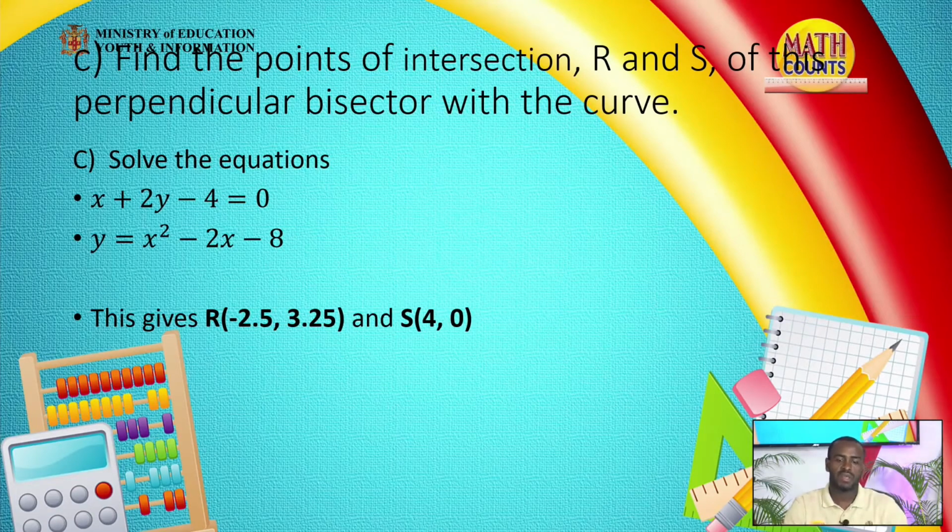Once you have gotten these 2 points, then you would have answered your question. And remember, your question was to find the points of intersection R and S of the perpendicular bisector with the curve. Once you have done that and you understand what it is asking, then you are now ready to move to the other objectives on your syllabus. And this question is very important because it is similar to a past paper question.